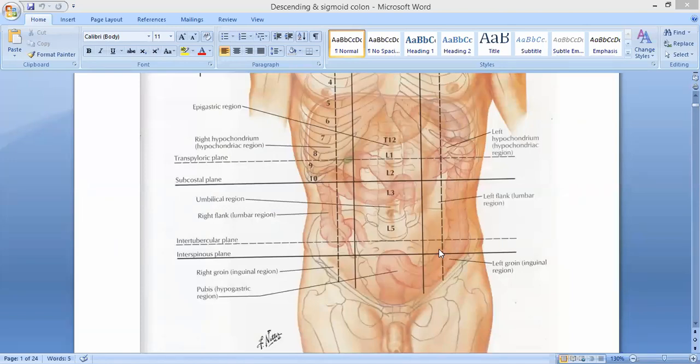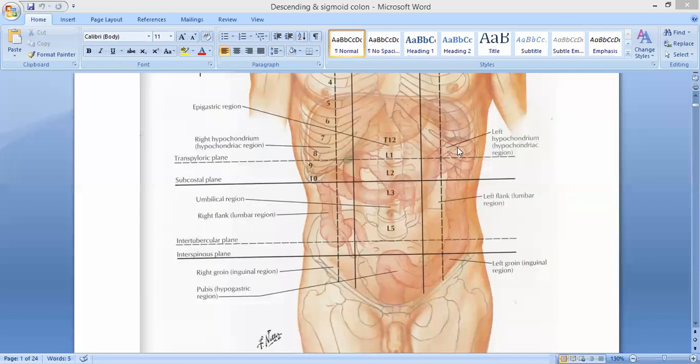Or you can also say that it extends from the left colic flexure up to the pelvic brim. When this descending colon reaches the pelvic brim, it is going to continue with the sigmoid colon. Now it is about 10 inches in length, and it is going to occupy the left upper and the left lower quadrant, both of the left quadrants. Or to be specific, it's going to start at the left hypochondrium, and that is going to run downwards along the left lumbar region.